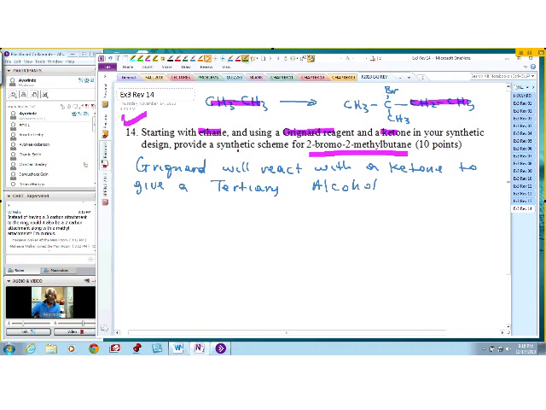Okay, so how do we start? We want to start with this here. For you to make a Grignard, you need an alkyl bromide or alkyl chloride. So I'll say, okay, I do bromination in the presence of light.